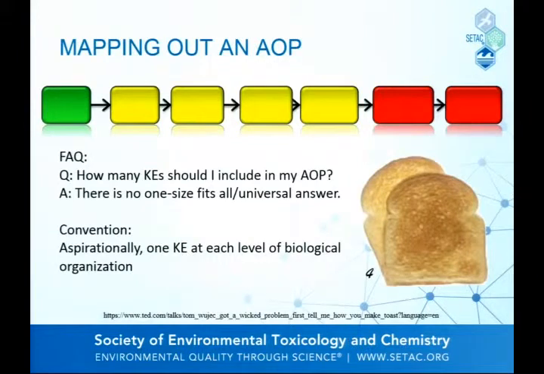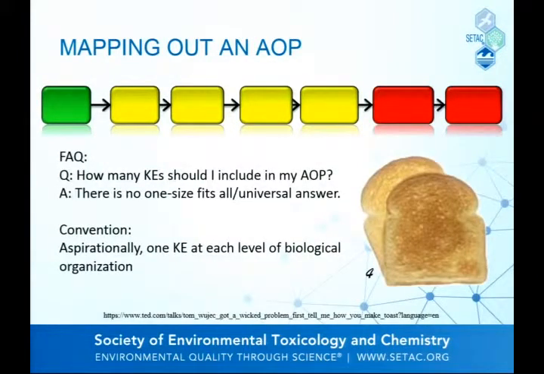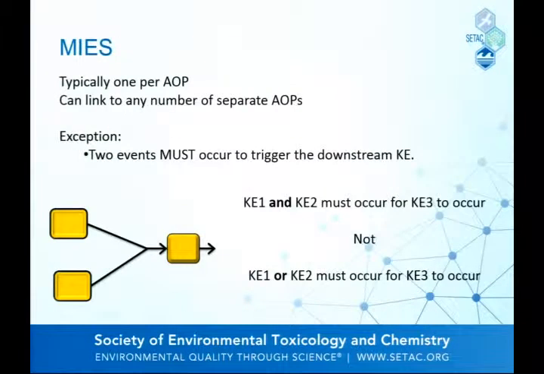One thing you should aspire to, and I say aspire to because if you look at the existing AOPs, not every one of them actually does this, and sometimes it's not necessary, but you should aspire to including key events at each level of biological organization. And I should also point out that key events shouldn't cross between 2 levels of organization. That's what key event relationships are for. So try to have key events structured in such a way that you're covering different levels of biological organization.